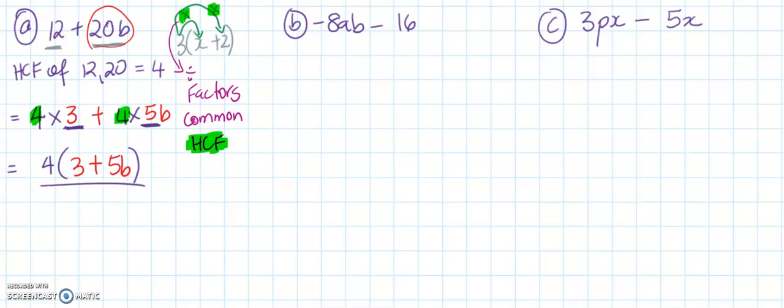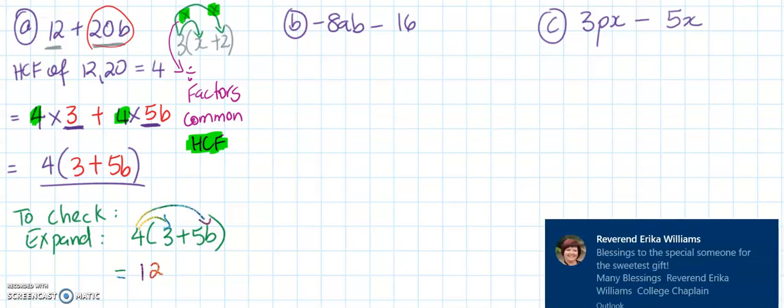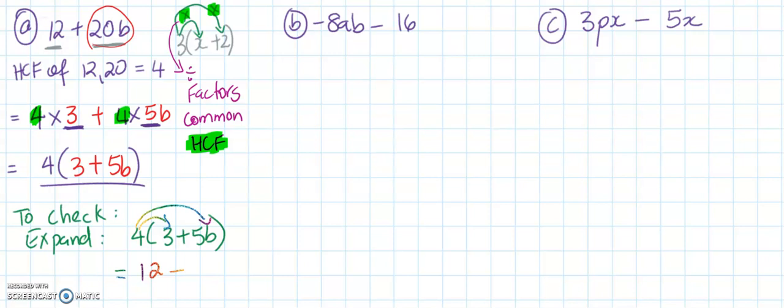To check, we go back to expanding. So let's check. We'll expand 4 into 3 plus 5b, and let's see if we get back to 12 plus 20b. 4 times 3 is equal to 12. 4 times 5 is 20, times b is b, which is the same. So therefore, that is correct. Okay, let's have a look at the second example.